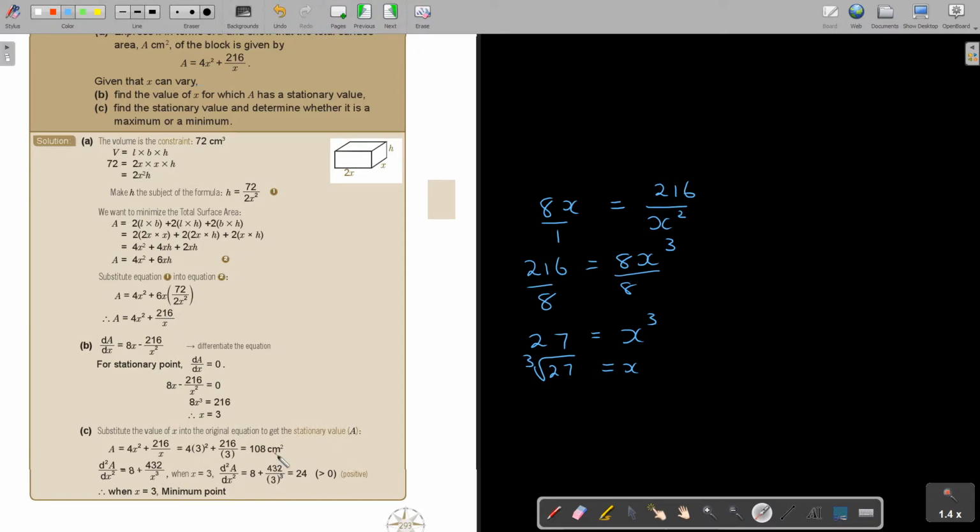And now I'm going to differentiate again to find the nature of the point. It's 3, and if I substitute it in, I get a positive number, so therefore it will be a minimum point.